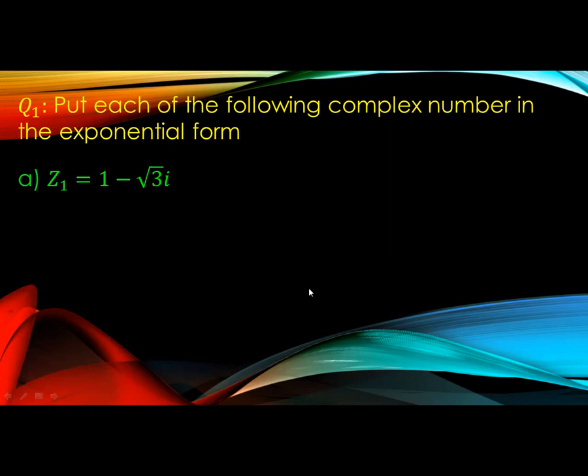Z1 equals 1 minus root 3i. First, you have to find the modulus or the norm of this complex number. R equals root of 1 power 2 plus root 3 power 2. 1 power 2 is 1, plus root 3 power 2 is 3. So we have 1 plus 3 is 4, and the root of 4 is 2.